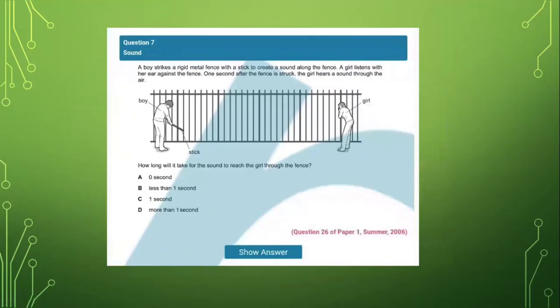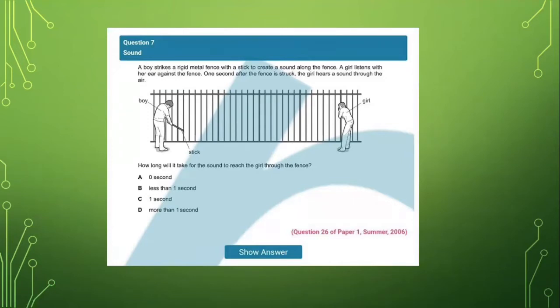Moving forward, a boy strikes a rigid metal fence with a stick to create a sound along the fence. A girl listens with her ear against the fence. 1 second after the fence is struck, the girl hears a sound through the air. So, how long will it take for the sound to reach the girl through the fence?